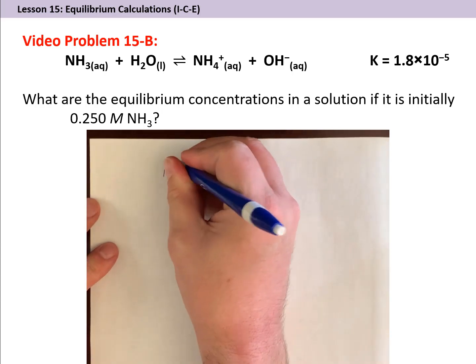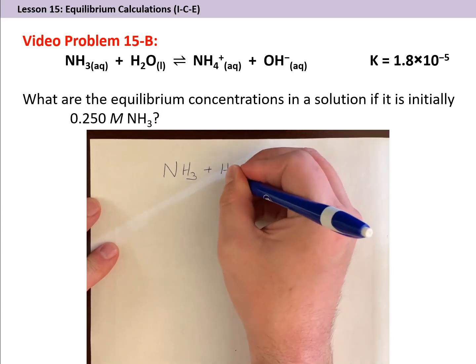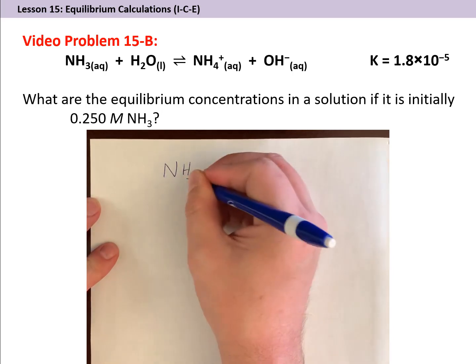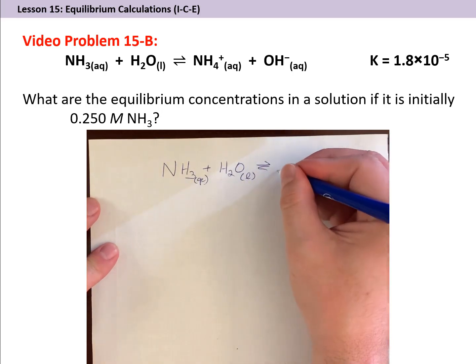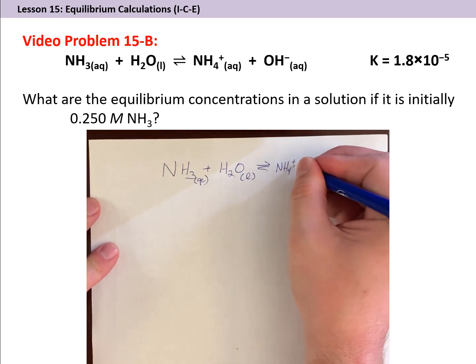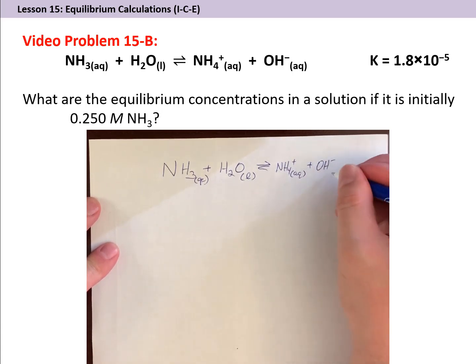All right, so I have NH3 plus H2O goes to form NH4 plus OH minus. We're told that K equals 1.8 times 10 to the minus 5.